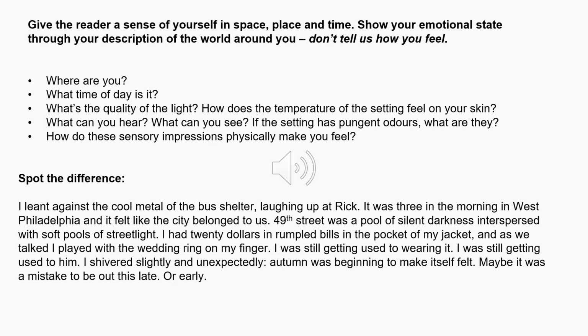So I've written up just now the beginning of the held up at gunpoint in Philadelphia story. I'll read it to you. I leant against the cool metal of the bus shelter, laughing up at Rick. It was 3 in the morning in West Philadelphia, and it felt like the city belonged to us. 49th Street was a pool of silent darkness interspersed with soft pools of street light. I've used the word pool twice. I had $20 in rumpled bills in the pocket of my jacket, and as we talked, I played with the wedding ring on my finger. I was still getting used to wearing it. I was still getting used to him. I shivered slightly and unexpectedly. Autumn was beginning to make itself felt. Maybe it was a mistake to be out this late or early.